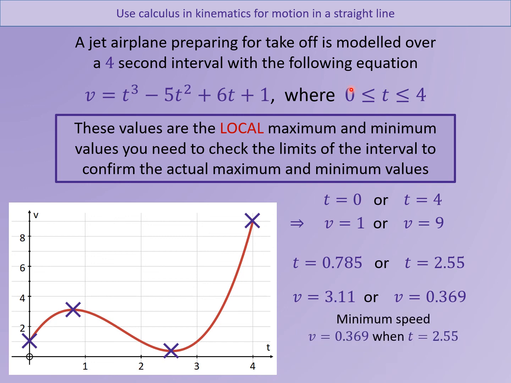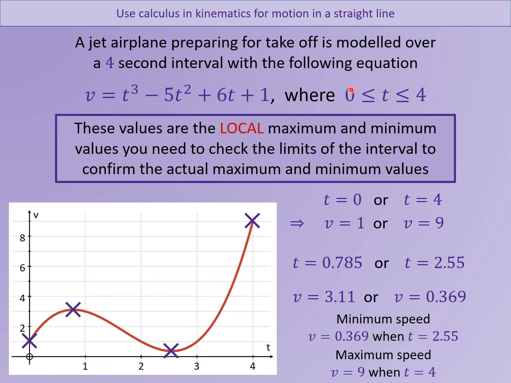So the minimum speed on that interval is the local minimum of the graph. V was 0.369 at a time of t is 2.55. And the maximum speed was the end point when t was 4, we got a velocity of 9.